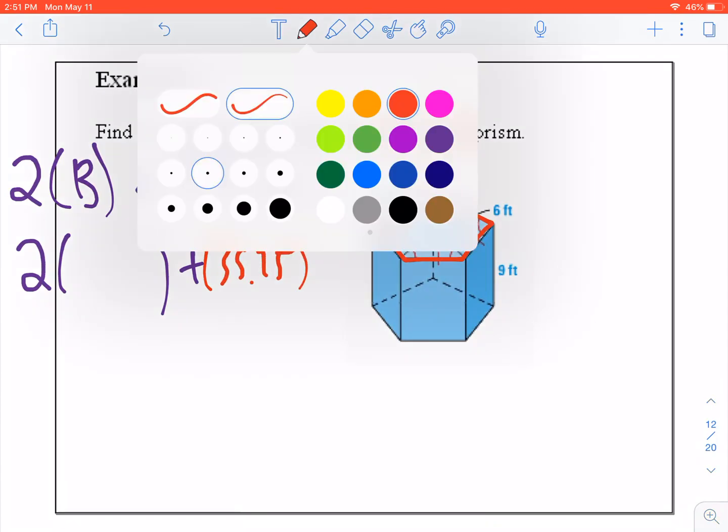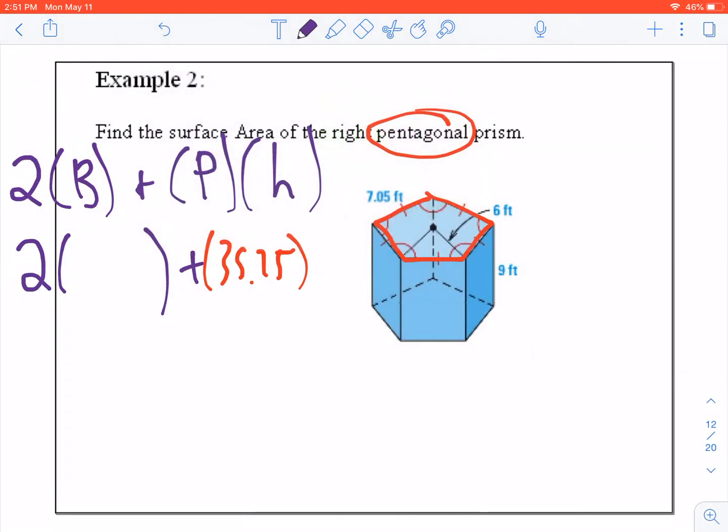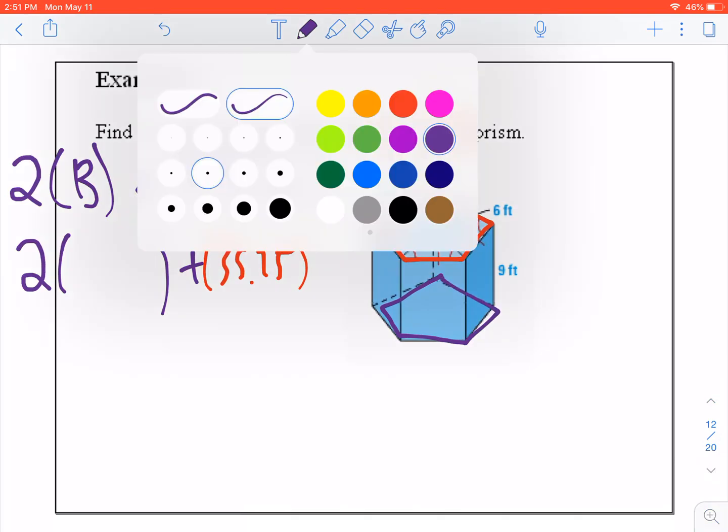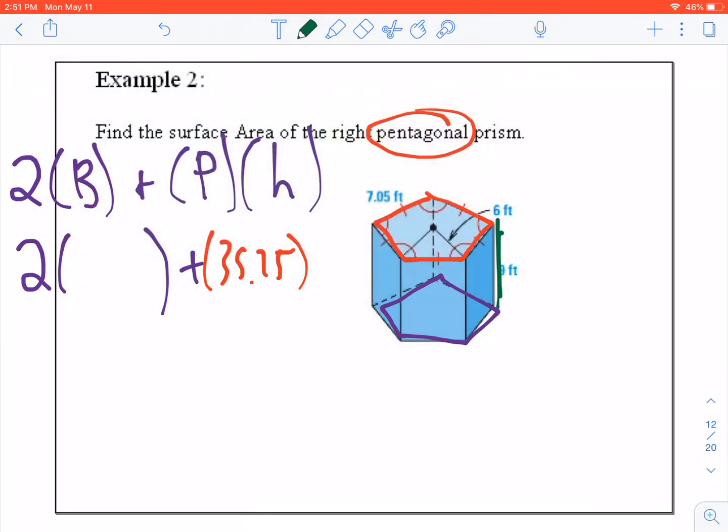Our h, our height, wants to know how far it is between that top pentagon and our bottom pentagon. Well, that height they are referring to, that's our 9 feet. So we have 2 of our 3 pieces. The piece that is missing is our area of the base, the area of that pentagon.